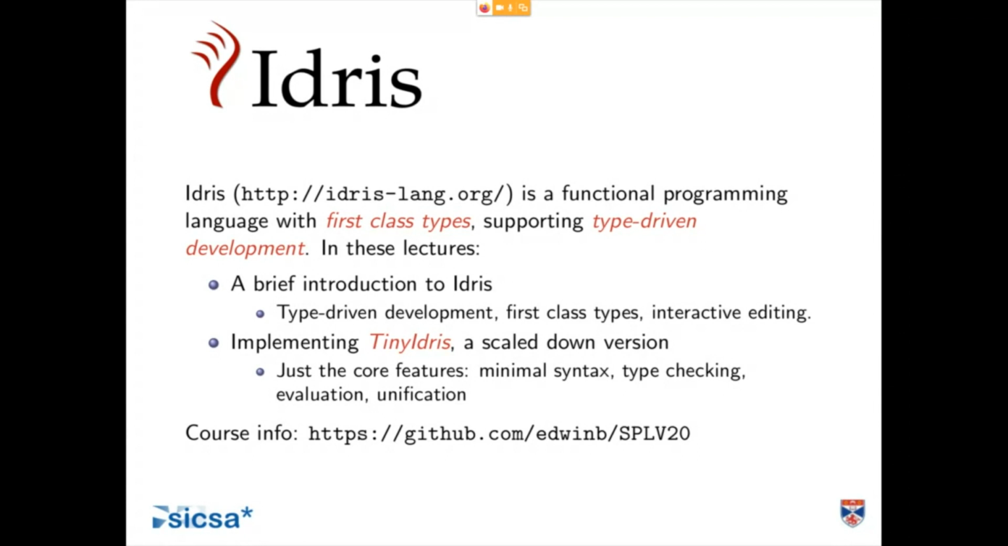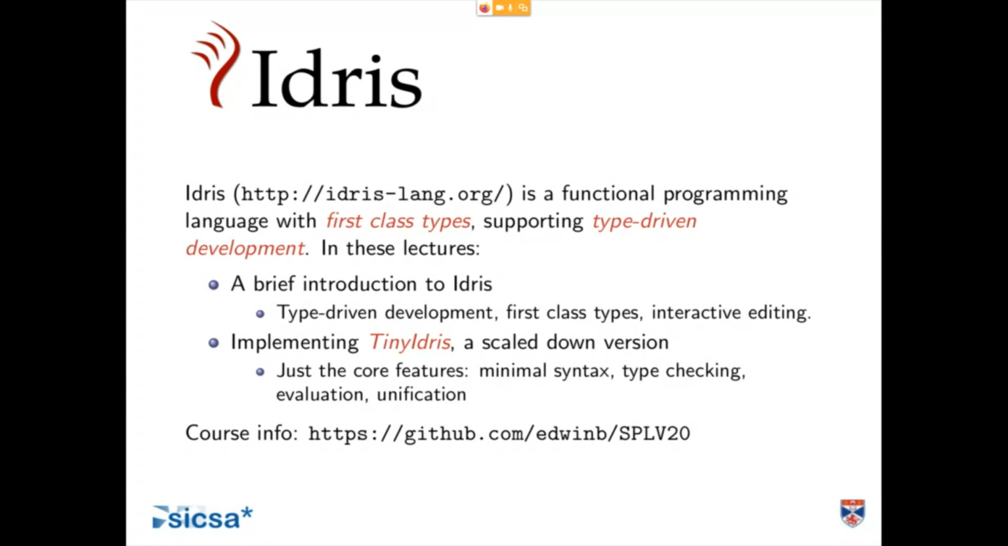So I'm going to do a brief introduction to Idris, or at least the bits of Idris that are going to be important for implementing Idris. So some of the things I found most useful. And we're going to spend most of the time implementing a little language that, for the want of a better name, I've chosen to call Tiny Idris, which is a scaled down version of Idris that just has the important core features. So it doesn't have much useful high-level syntax. It does have type checking, it does have evaluation, and a little bit of unification.